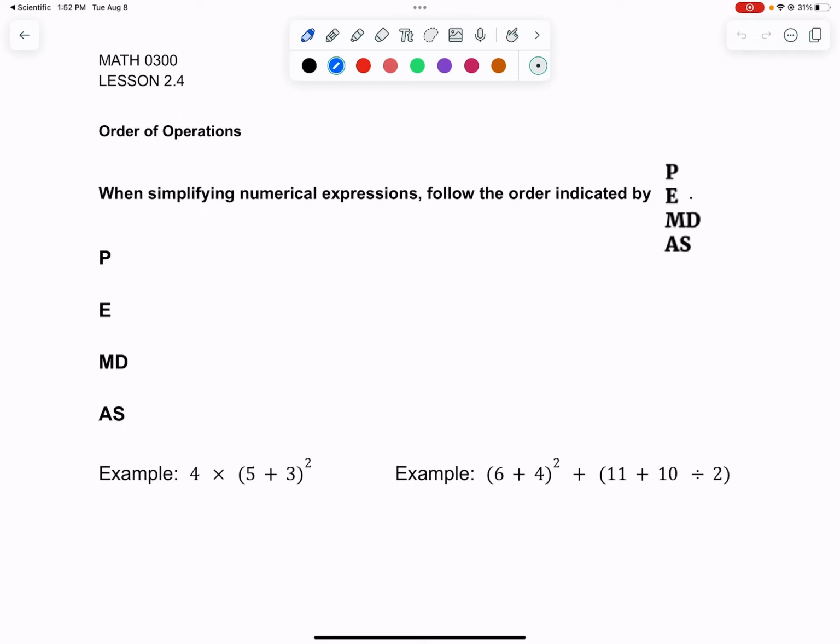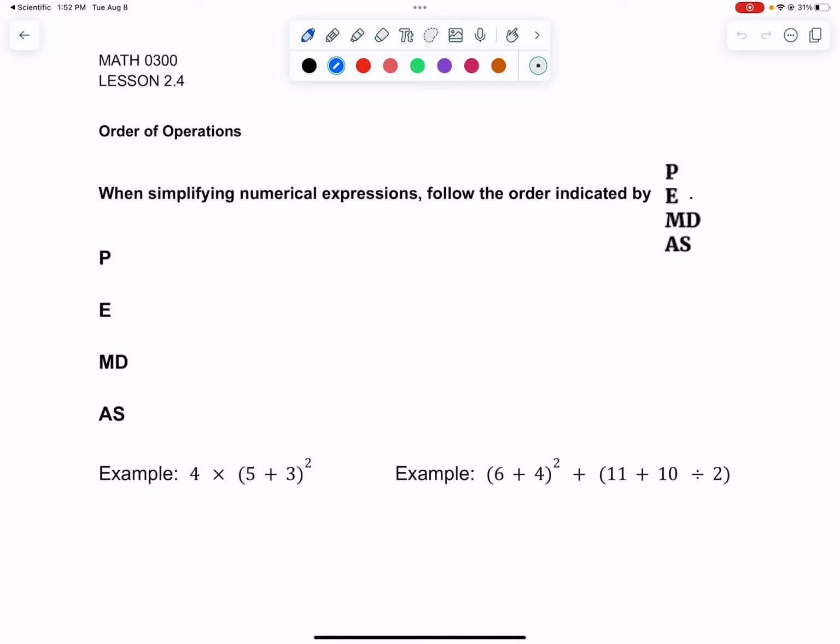Today we are going to take a look at order of operations. This is something that you're probably pretty familiar with. You may have forgotten a little bit about it, but that's okay. We're going to knock off the dust, sand down some of the rusty spots, and get you moving again.